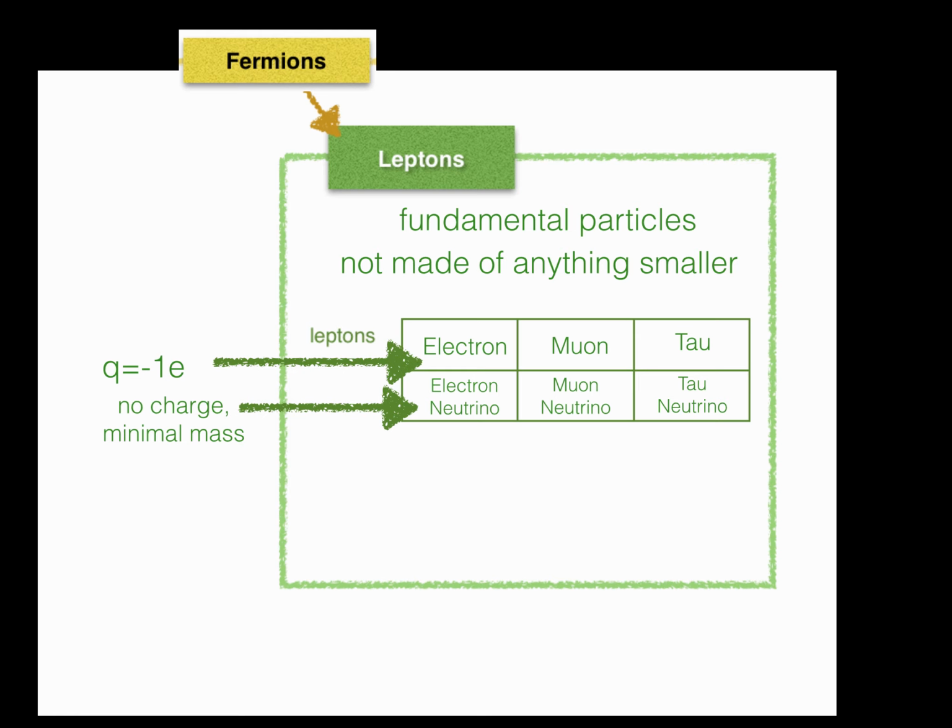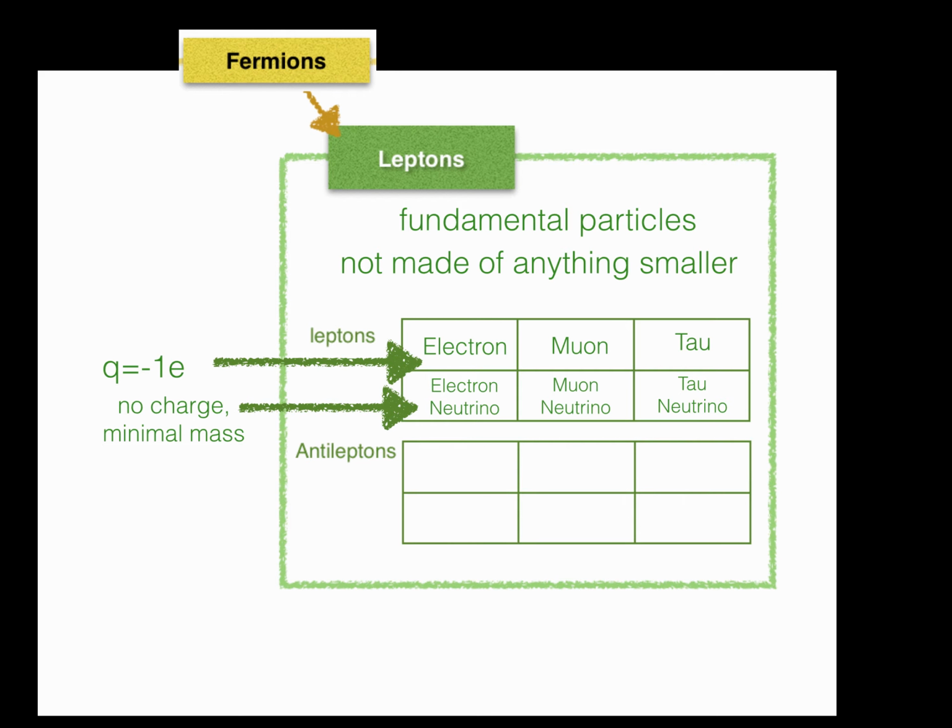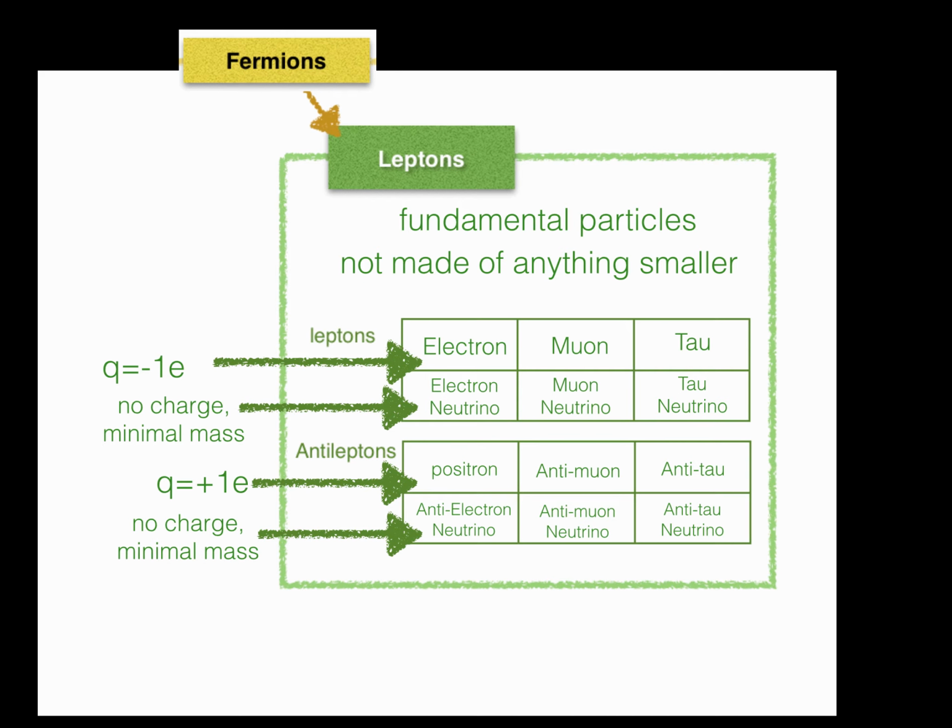Because every particle has a corresponding antiparticle, there are 6 corresponding anti-leptons. The positron and the anti-electron neutrino, the anti-muon and the anti-muon neutrino, and the anti-tau and the anti-tau neutrino. Because antiparticles have the same mass but opposite charge of their corresponding matter particles, the top row of this table has a charge of +1 elementary charge, and the bottom row still has no charge and minimal mass.